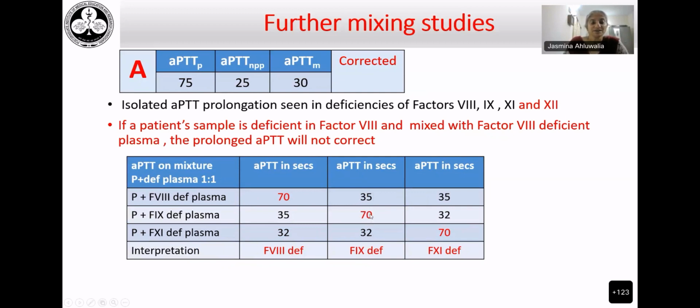If it is not corrected with factor 9 deficient plasma, that means this sample does not contain factor 9 and the deficient plasma also has no 9, so this is likely to be a factor 9 deficiency. And if it doesn't correct with 11 deficient plasma, then it is likely to be a factor 11 deficiency. So this is a very easy way of finding out which factor may be deficient before we actually do a factor assay. Some people do not do this step and go directly to the factor assays, which is equally good. This always has to be confirmed by a specific factor assay.